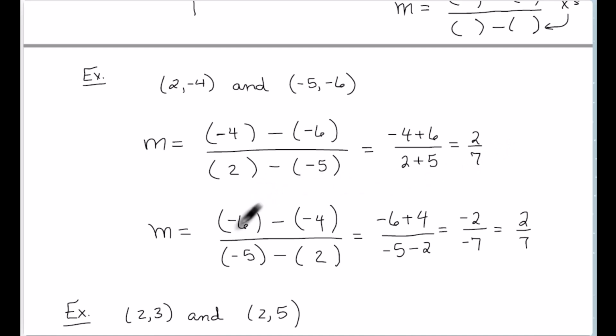Now I also wanted to show you that it makes no difference which one I write first. Here I used 2 minus 4. Here 2 minus 4 is second, but it makes no difference. -6 minus a -4 is -6 plus 4, which is a -2. -5 minus 2 is a -7. But a negative over a negative is a positive. So you see, these are exactly the same number.